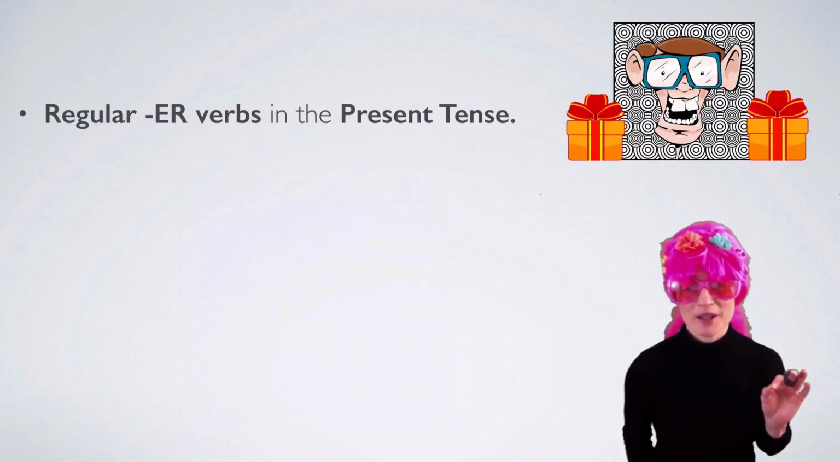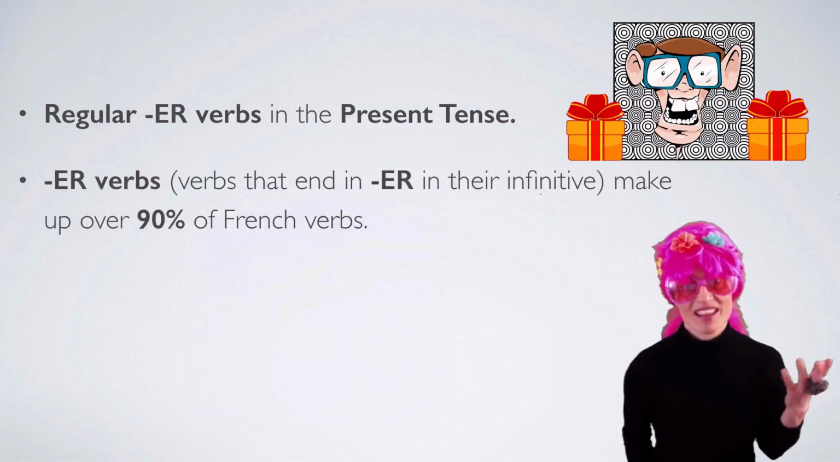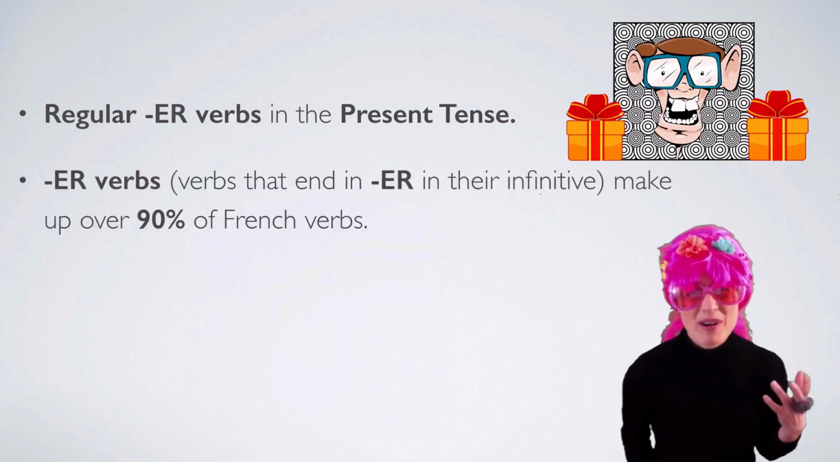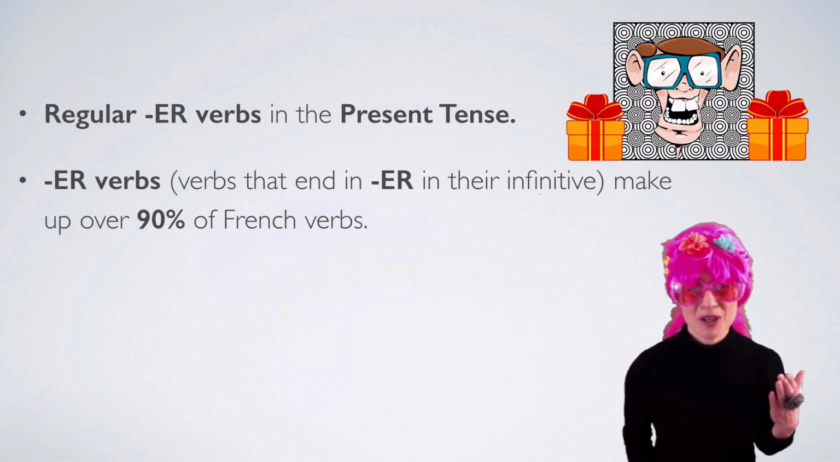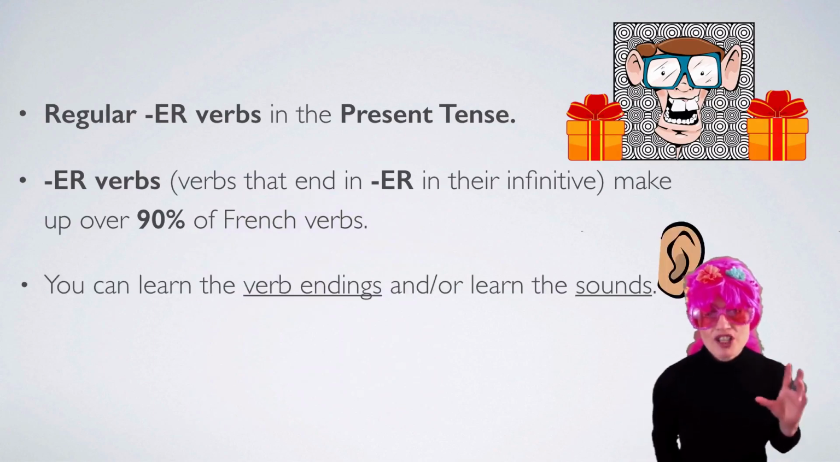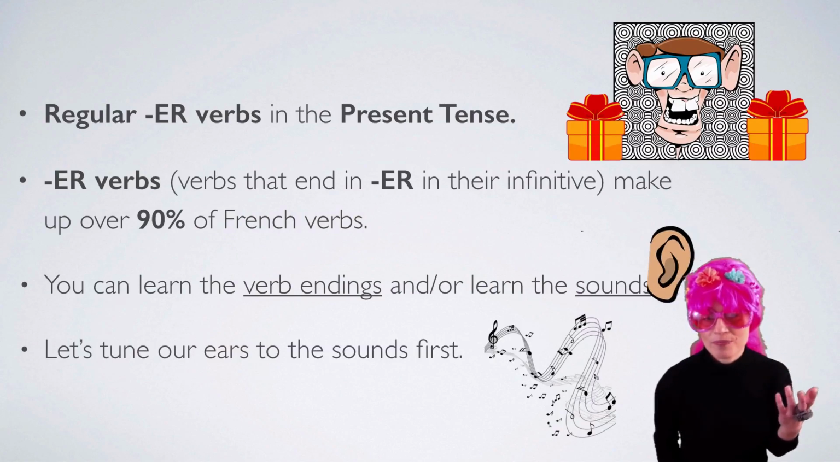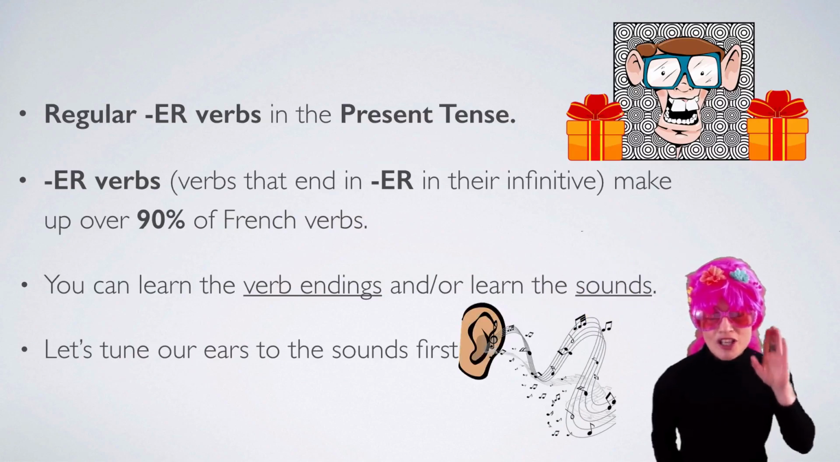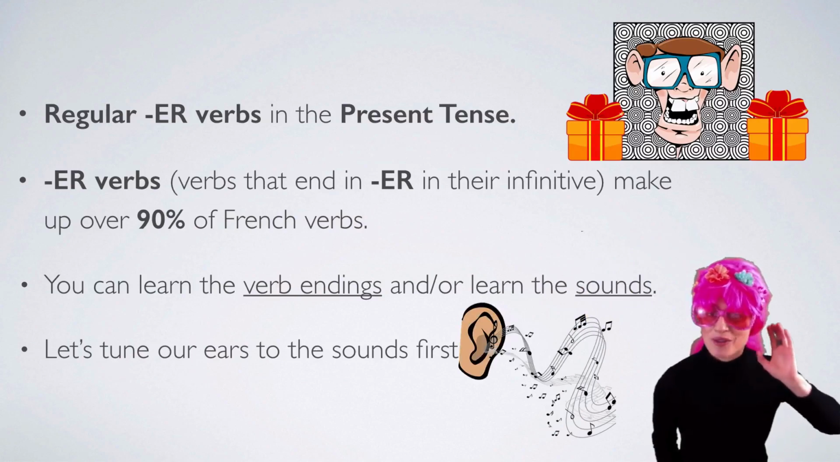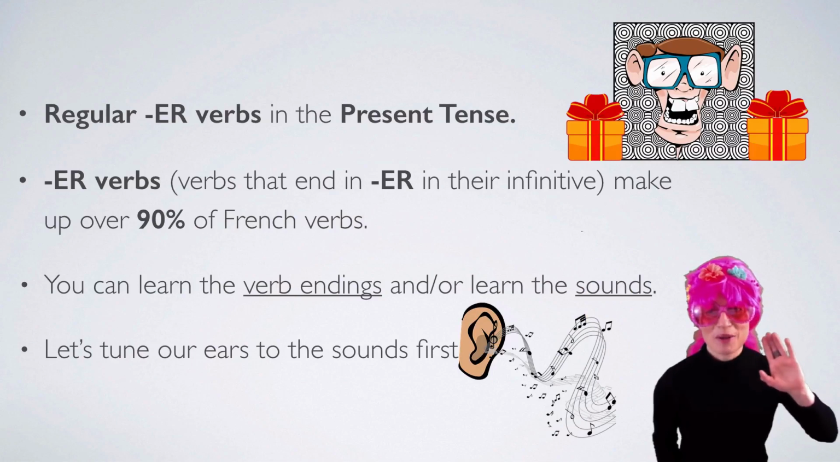Regular ER verbs in the present tense. ER verbs make up over 90% of French verbs. Quite a bit. Huge. French verbs are all about endings, so you can learn the endings. If you're not that bothered about spelling, you can learn by sound, very much how you learnt your native language. So let's do that. First of all, let's tune our ears to the sound of the regular present tense with ER verbs.